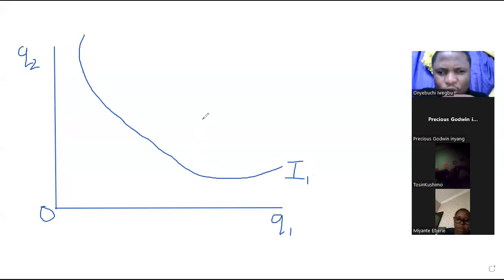So what is the indifference curve? The indifference curve is a curve that shows the combination of two commodities that can be consumed in which the same level of satisfaction is maintained. So, for example, let me call this point A. Let me call this point B. And let me call this point C.